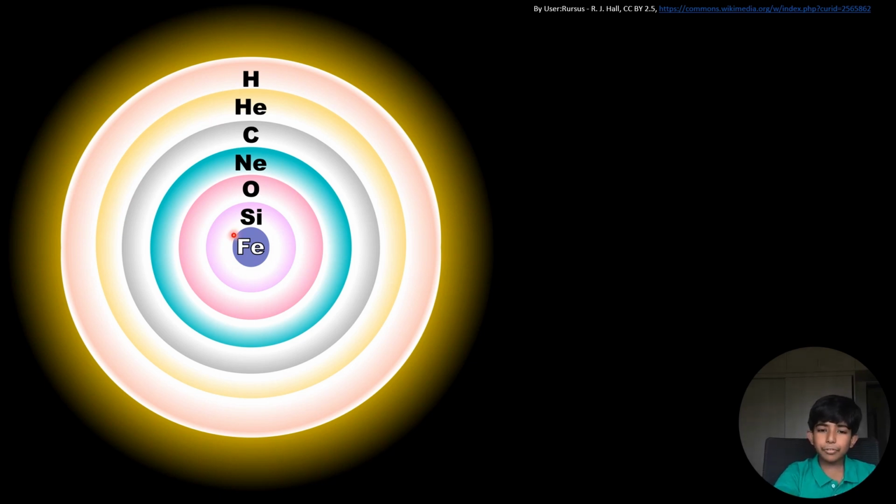And this is the end of most massive stars, which are very rare. It is why neutron stars and especially black holes are much rarer than white dwarfs. 97% of stars become white dwarfs and only 3% become neutron stars and black holes.